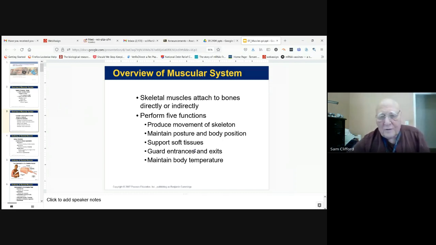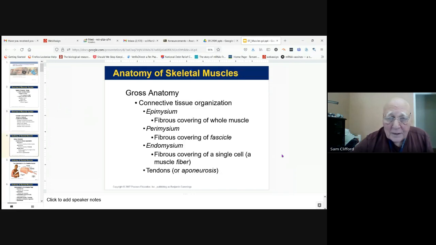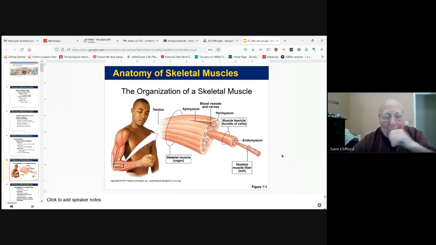So they guard your oral cavity and they guard the part of the end of your digestive system where you get rid of waste. So let's look at the structure of muscles. All muscles will have an epimysium, which is the connective tissue around the entire muscle. Each fascicle will be surrounded by a perimysium, and each muscle fiber will be surrounded by an endomysium.